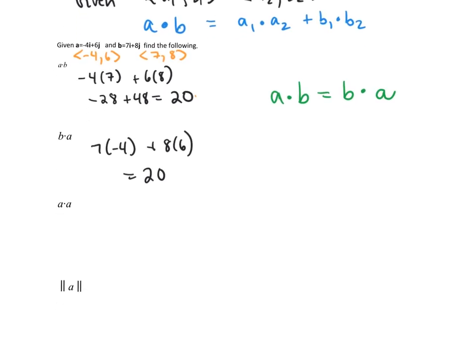You can also do a dot product with itself. So a dot product with itself might look like this. A dot A would be negative 4 times negative 4 plus 6 times 6. So negative 4 times negative 4 is, of course, 16 plus 36. So that has a dot product of 52.